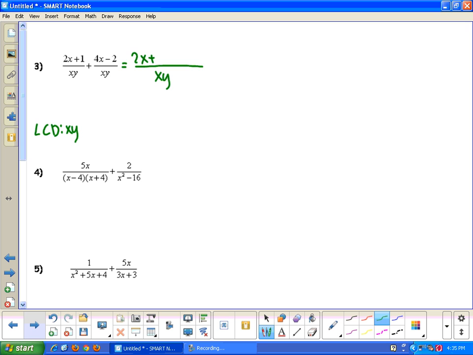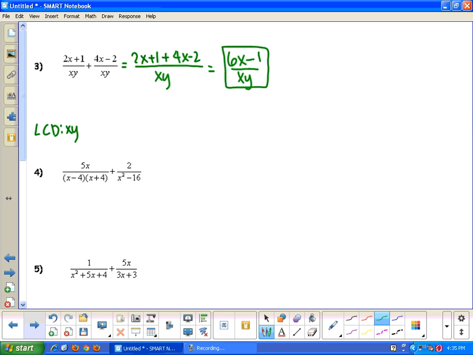So I have 2x plus 1 plus 4x minus 2. When I combine my numerator, 2x and 4x go together, which gives me 6x. And then 1 minus 2 is minus 1 over xy. That does not simplify any further, so this would be my solution.